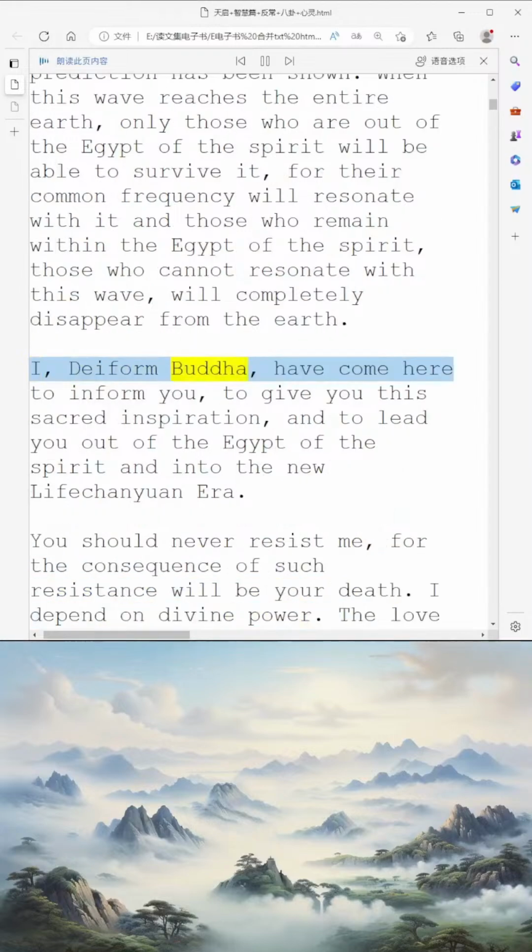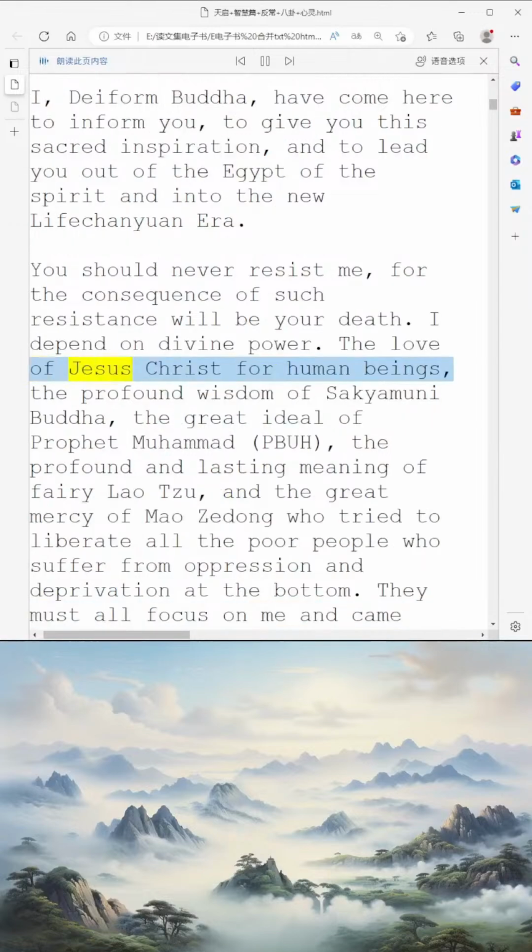I, Dayform Buddha, have come here to inform you, to give you this sacred inspiration, and to lead you out of the Egypt of the Spirit and into the new life of the Chanyuan era. You should never resist me, for the consequence of such resistance will be your death. I depend on divine power, the love of Jesus Christ for human beings, the profound wisdom of Sakyamuni Buddha, the great ideal of Prophet Muhammad, PBUH, the profound and lasting meaning of Lao Tzu, and the great mercy of Mao Zedong, who tried to liberate all the poor people who suffer from oppression and deprivation at the bottom.